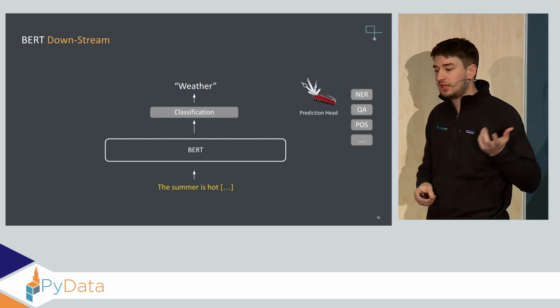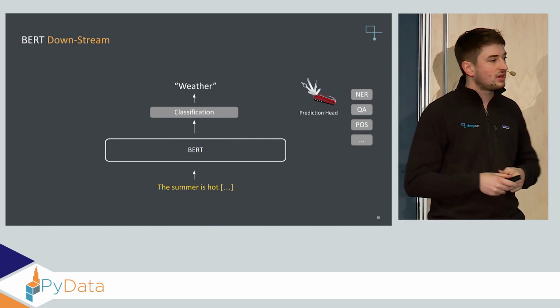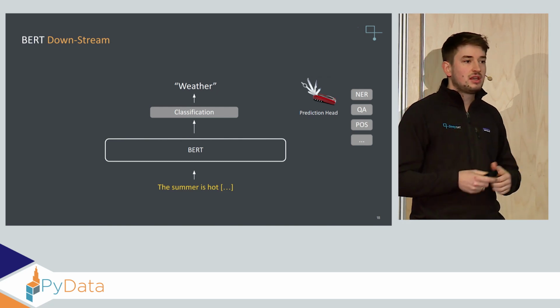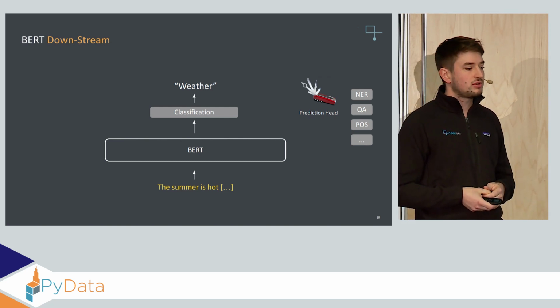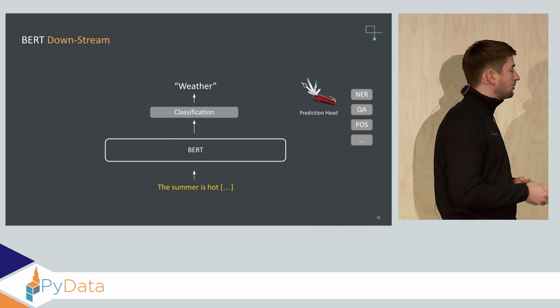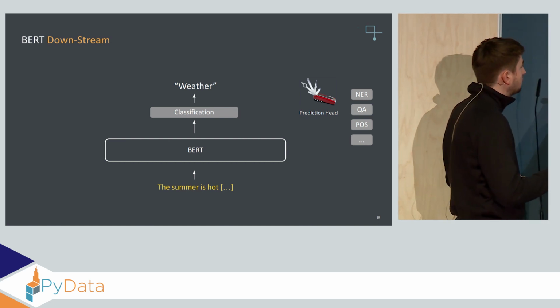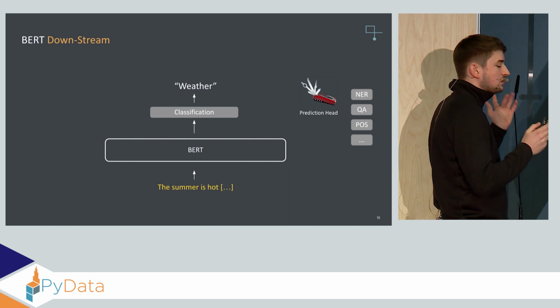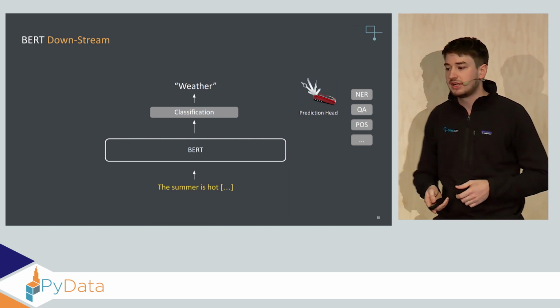These prediction heads are really something like a Swiss knife. You can easily exchange what task you want to apply this model to. You can put in entity recognition, question answering, you name it, basically all NLP tasks.